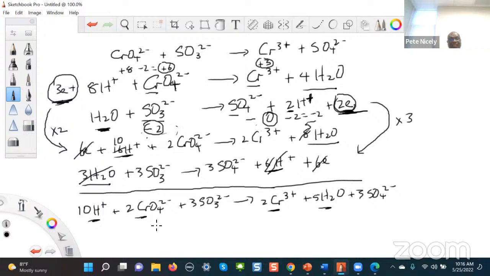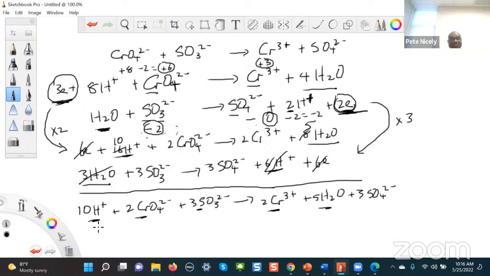In terms of the oxygens, on the left side we have 2 times 4, 8, plus 9. 8 plus 9 gives you 17, right? So that's 17 oxygens on the left, and over on the right, we have 5 plus 3 times 4, 12, 17 oxygens, so the oxygens are okay. And then for the sulfurs, we have 3 sulfurs and 3 sulfurs, so the sulfurs are okay.